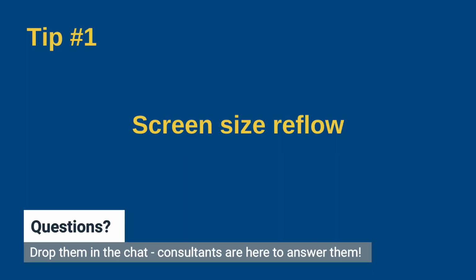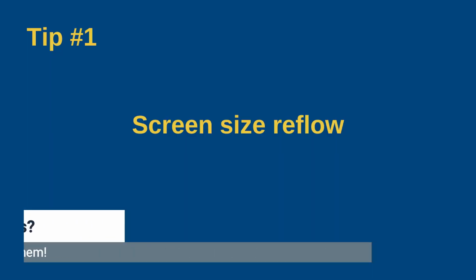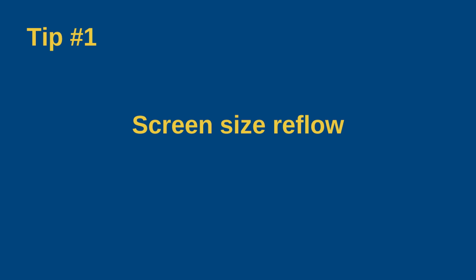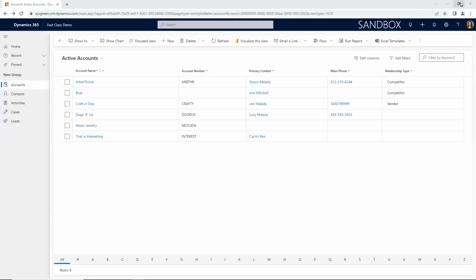First tip of the day, screen size reflow. The unified interface that all your CRM apps have actually adjusts to the size of your device screen and will morph the elements on the page to best suit that screen size. Navigation, cards, subtabs, the action bar, everything shifts to be as efficient as possible on the device you're on. Let's see what that looks like.